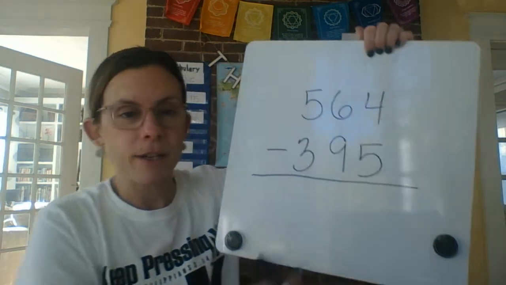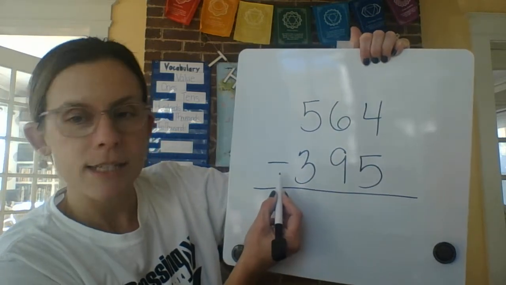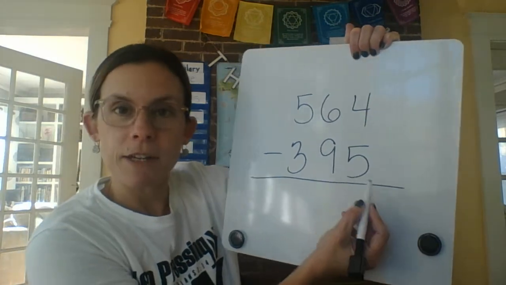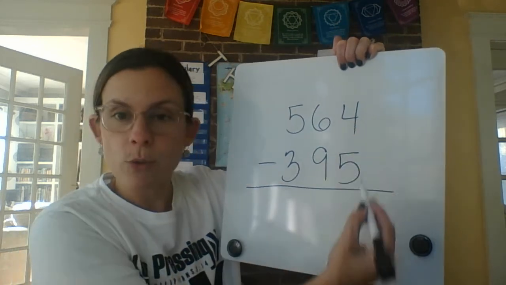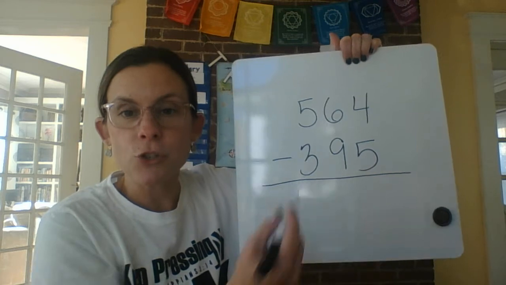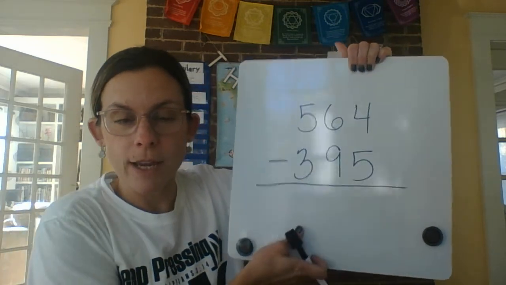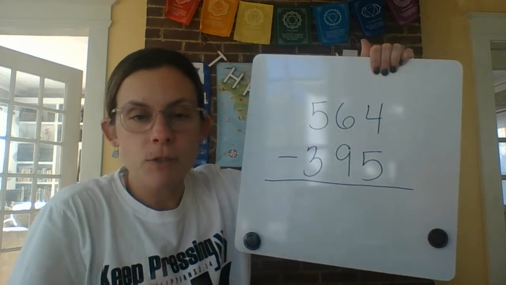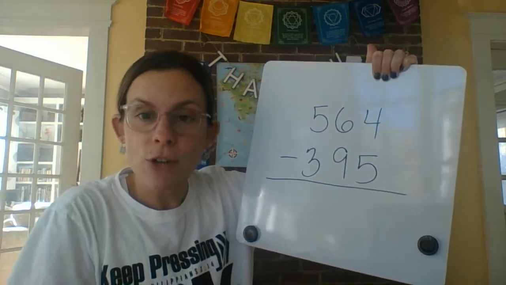So I'm going to walk us through this problem here. 564 take away 395, okay? So I'm going to do the math problem and show you how I'm thinking as I do the problem, okay? We call it a think aloud. So I'm talking about what I'm thinking, okay? So you're going to try this today too.